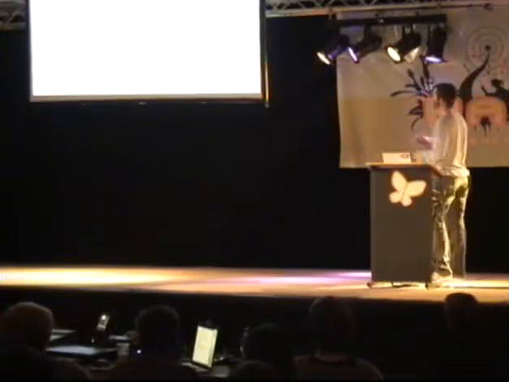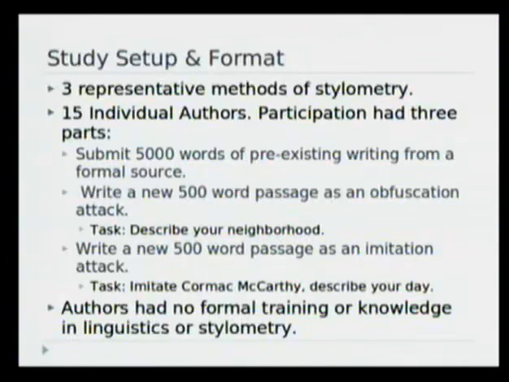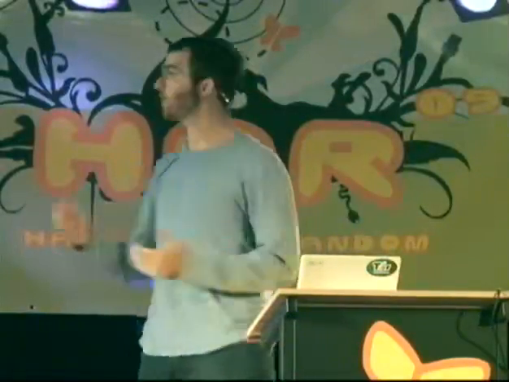Our study setup was to pick 3 representative methods of stylometry and test them all against the same data set. We had 15 authors. We had them first submit about 5,000 words of pre-existing writing that has not been modified from some sort of formal source, like a school essay, a work report, things like that. And then we had them write 2 attack passages. First, they wrote an obfuscation attack describing their neighborhood. We wanted everyone to write the same content in order to try and get rid of any sort of intricacies that might give away authorship that aren't based on the writing style.